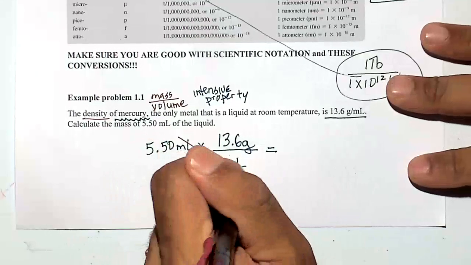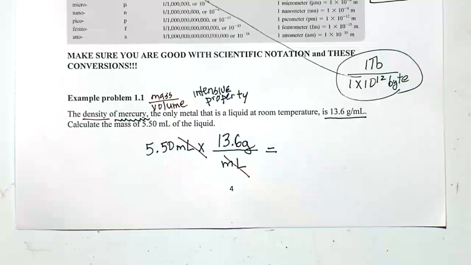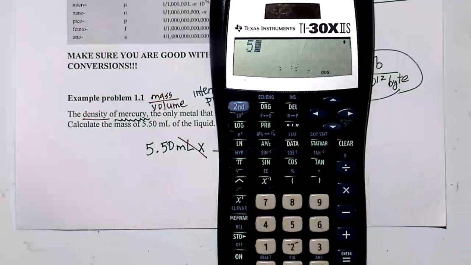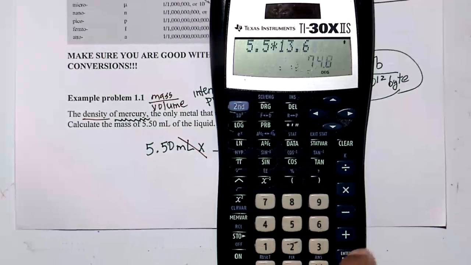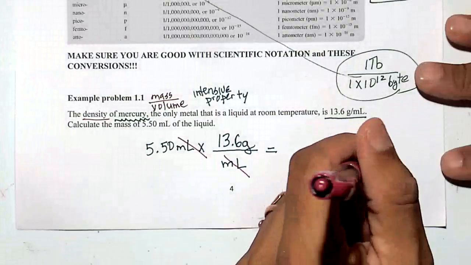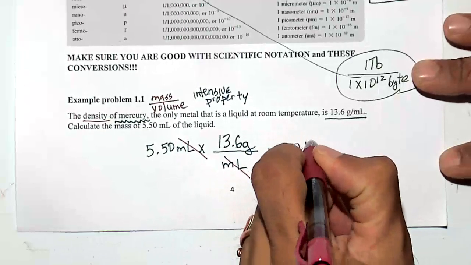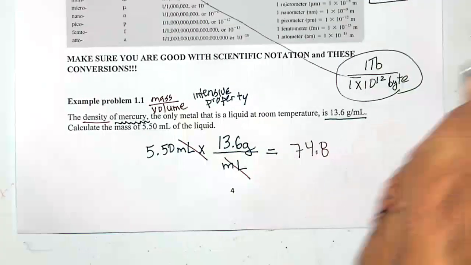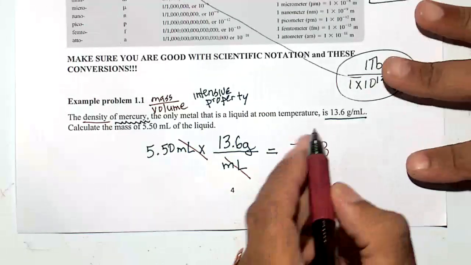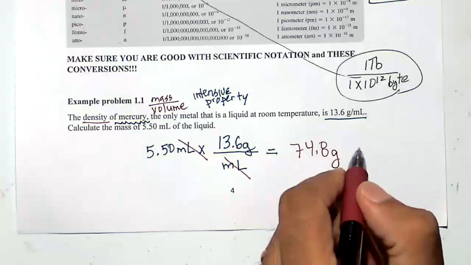This is how I want you guys to solve the problem. mL and mL cancel, and then 5.5 times 13.6 is 74.8. 74.8 what? Are we just going to leave that number there? 74.8. Correct. Okay, so very good.